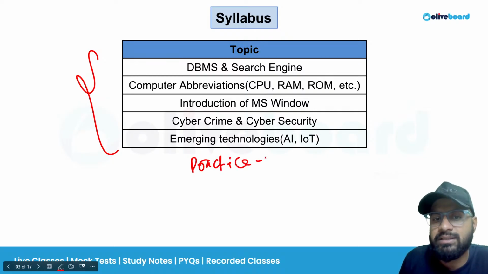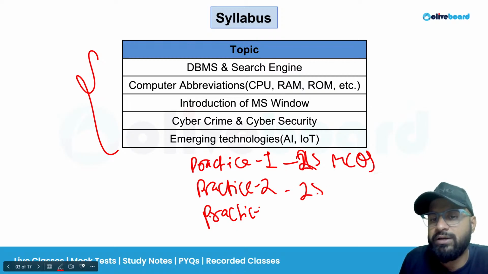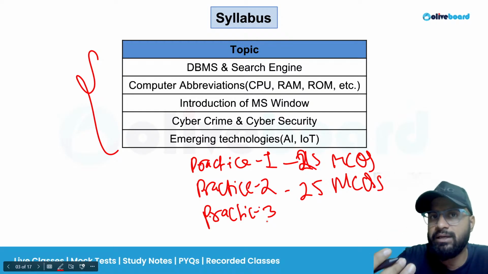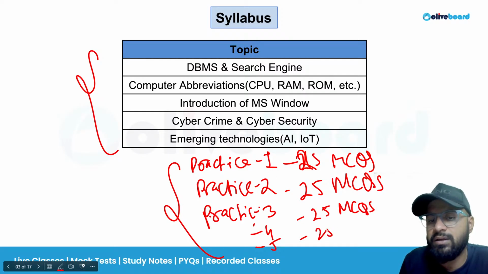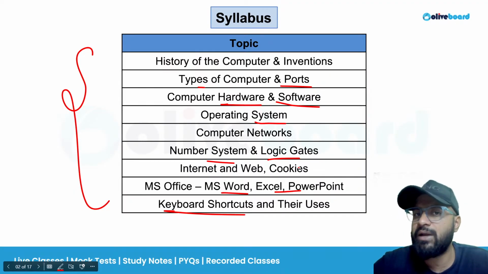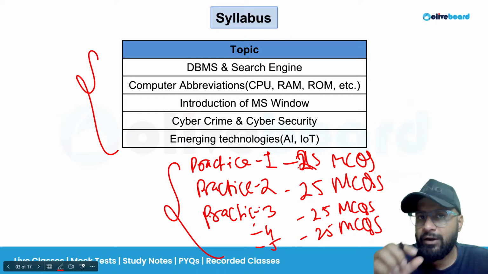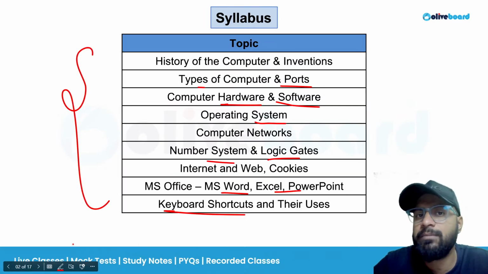You can check the syllabus, it's already there on your course page. Practice session 1 will be there, practice session 2 will be there. Before your exam, each practice session will have 25 MCQs from different topics, 5 sessions in total, covering the whole syllabus. For every chapter there will be notes, along with the video for each topic. So this is your upcoming journey here.